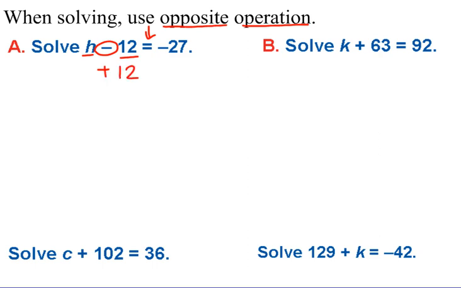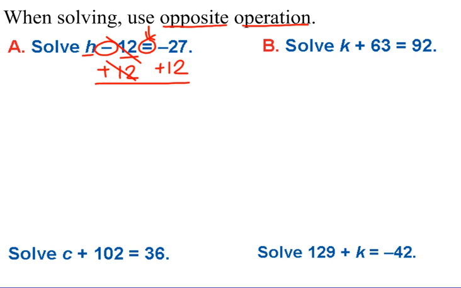All right? Remember there's an equal sign here. The only way to keep that equation equal or balanced is to do the same thing to both sides. So if we're going to add 12 over here to the left-hand side, we also need to add 12 over here to the right-hand side. Okay? This negative 12 and positive 12 are going to cancel. They're going to zero out. That's what we were looking to do.